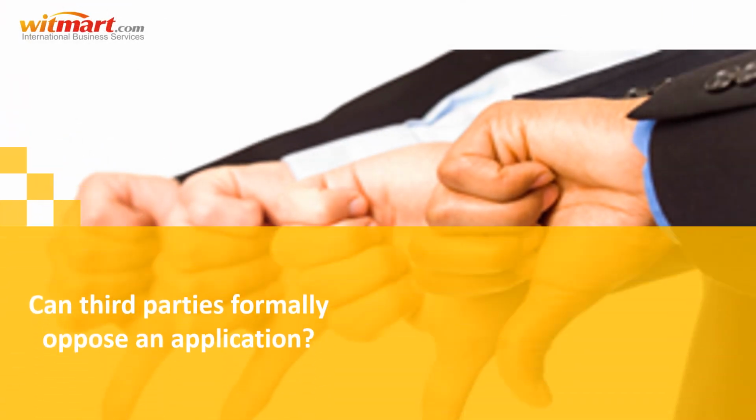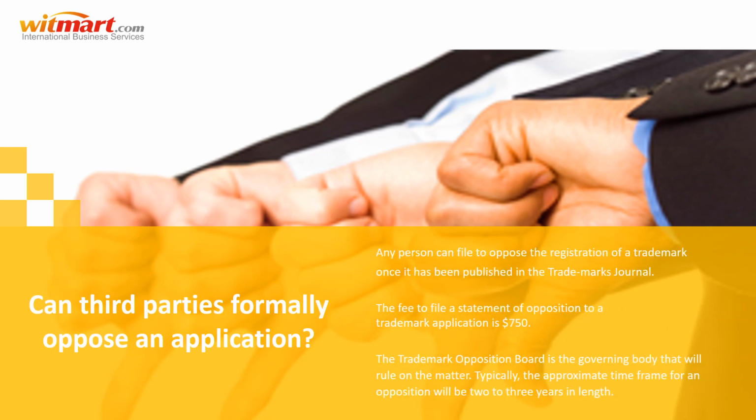Can third parties formally oppose an application? Any person can file to oppose the registration of a trademark once it has been published in the Trademarks Journal. In order to do so, a statement of opposition must be filed along with the applicable fee. Typically, the grounds of opposition are that the application does not comply with the technical requirements of the Trademarks Act, or the mark is not registrable under Section 12 of the Trademarks Act, which includes likelihood of confusion or descriptiveness. The applicant is not the person entitled to registration under the Trademarks Act, or the mark is not distinctive enough.